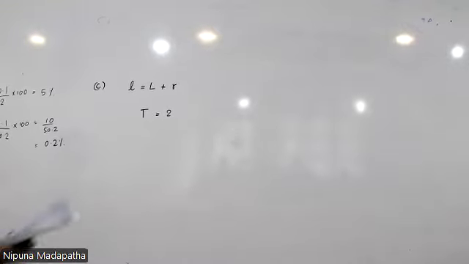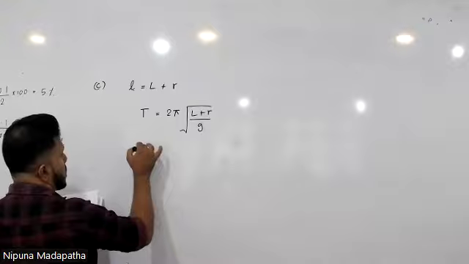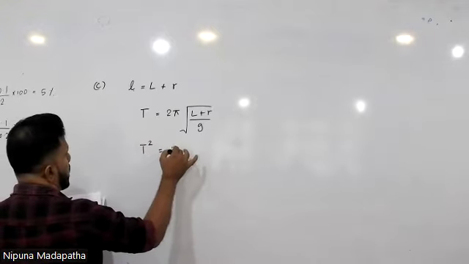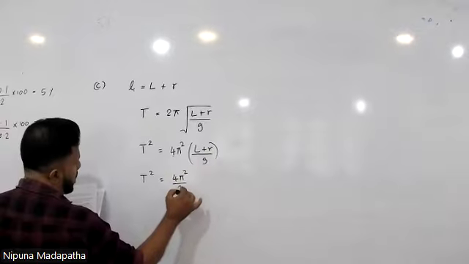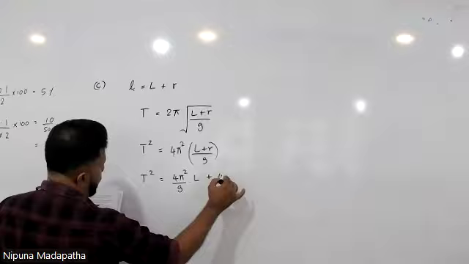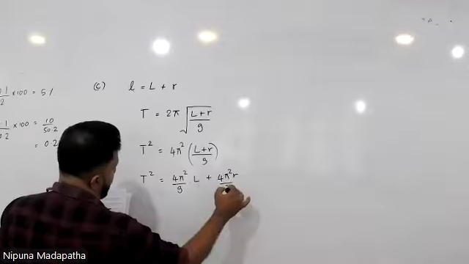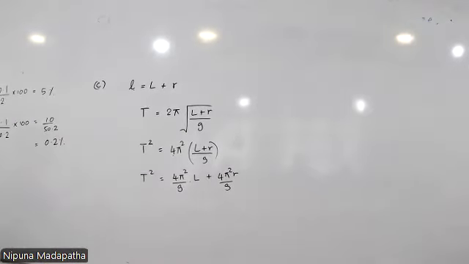The value of L is not required. Yeah, we can get it. Instead of simple L, you can use L plus R over G. Then square the expression: 4 pi squared times (L plus R) over g. So we need to rearrange this expression: 4 pi squared over g times L plus 4 pi squared R over g. So this is the expression.